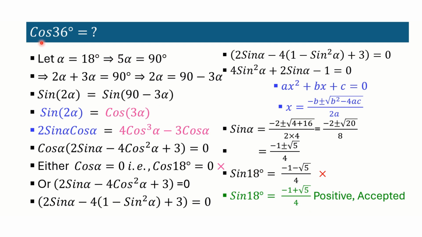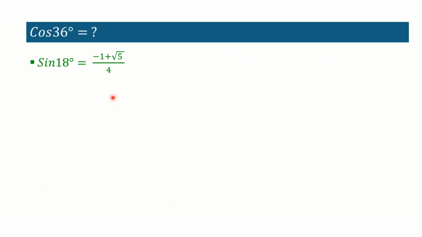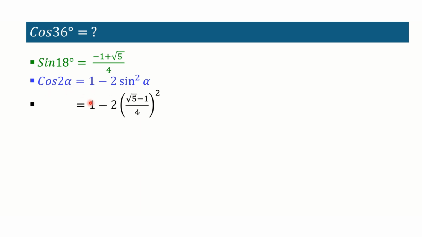But we have to find the value of cos 36 degree. So we need to relate some identity with cos 36 degree and sine 18 degree. So cos of 2 alpha, basically 2 alpha is 36 degree, alpha is 18 degree. So cos 2 alpha is 1 minus 2 sine square alpha. So this is a trigonometric identity. So this means 1 minus 2 sine square alpha, and sine alpha in this case is root 5 minus 1 divided by 4, whole square.